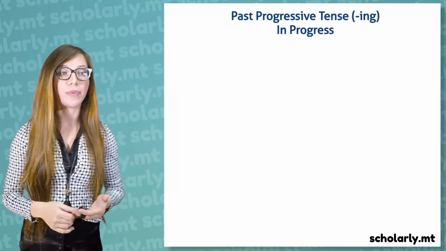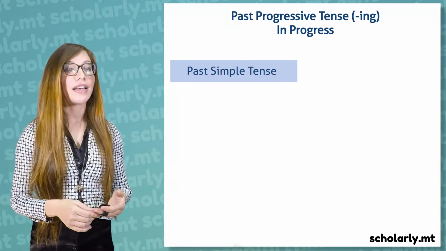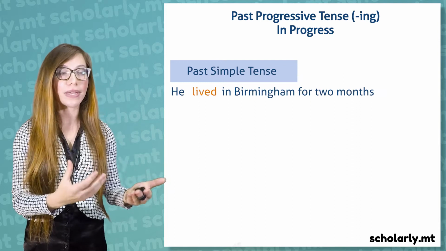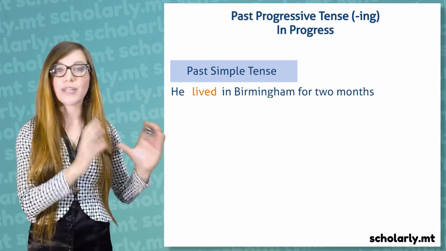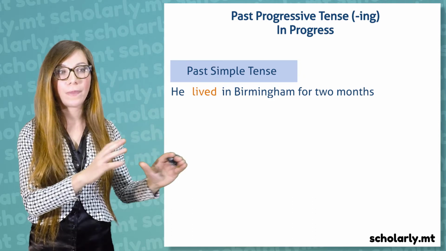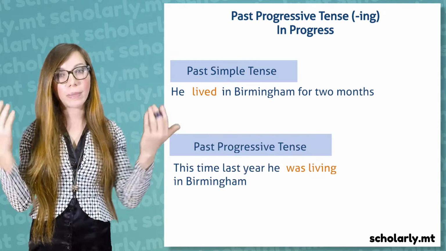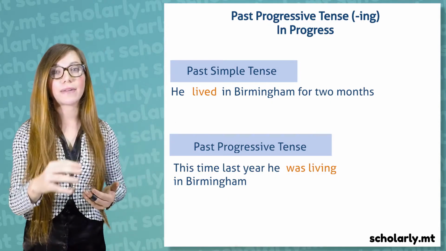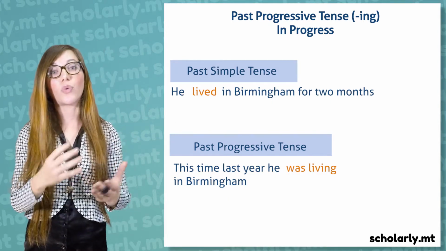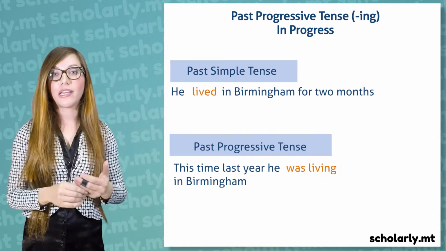The past progressive can also be used to talk about actions that are in progress and usually referring to temporary rather than permanent actions. If we have a look at these two examples, in the past simple tense, I would say he lived in Birmingham for 2 months. So that's a completed action in the past. But in the past progressive tense, we would say this time last year he was living in Birmingham. So the action was in progress at this time last year.